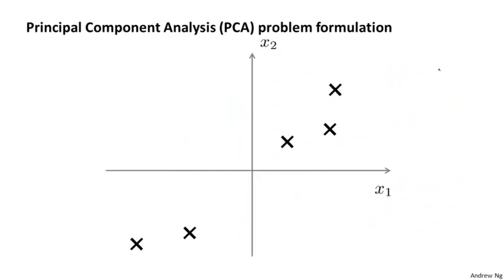Let's say we have a data set like this. So this is a data set of examples x in R2, and let's say I want to reduce the dimension of the data from two-dimensional to one-dimensional. In other words, I would like to find a line onto which to project the data. So what seems like a good line onto which to project the data? It seems like a line like this might be a pretty good choice.